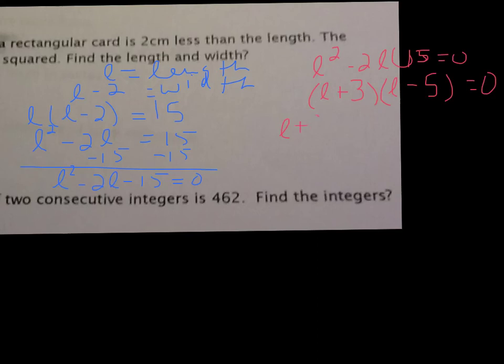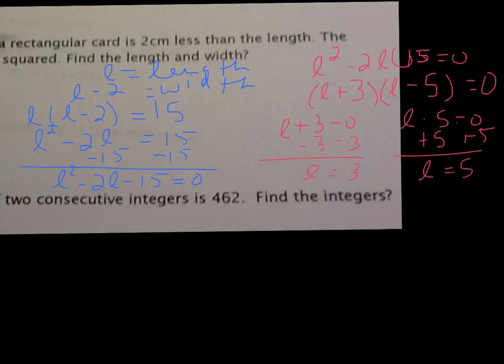L plus 3 equals 0. L minus 5 equals 0. So minus 3, length equals negative 3. That can't be possible. We can't have a negative length. So plus 5, length equals 5.